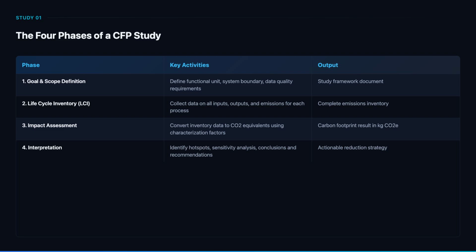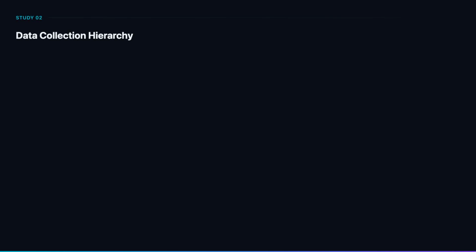You identify emissions hotspots showing which life cycle stages and processes contribute most, conduct sensitivity analysis to understand how data uncertainty affects results, draw conclusions about where reduction efforts will have the greatest impact, and develop actionable recommendations. Data quality is critical to a credible carbon footprint.